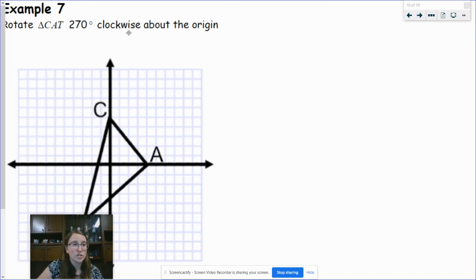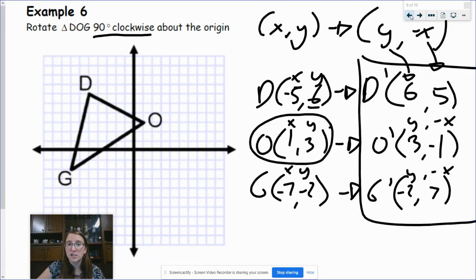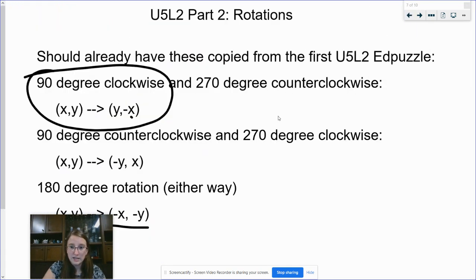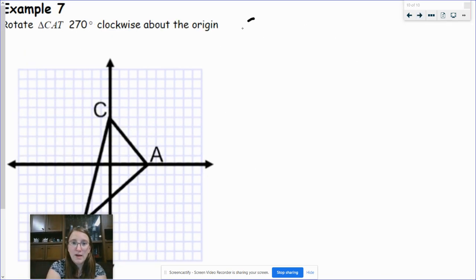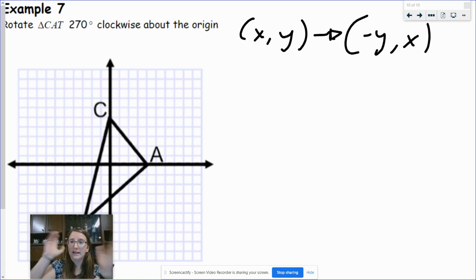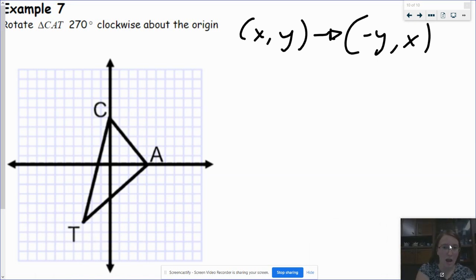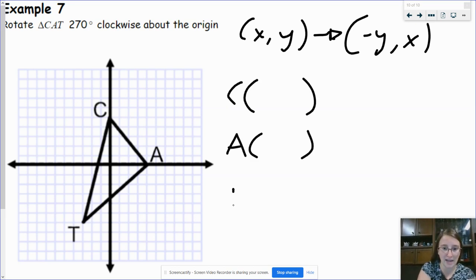Okay, so we want 270 degrees clockwise. Look to your notes, pause the video real quick, copy down that formula. That's your first step. Okay, 270 degrees clockwise. That formula is right here. We are going to -y, x. Each of my original points are going to be switched to -y, x. So I'm going to show you a trick here that you can do as well that might help. Let's go ahead and get the original points. I'm going to give you a moment to do that because this is now CAT. Get those original points and we'll check.